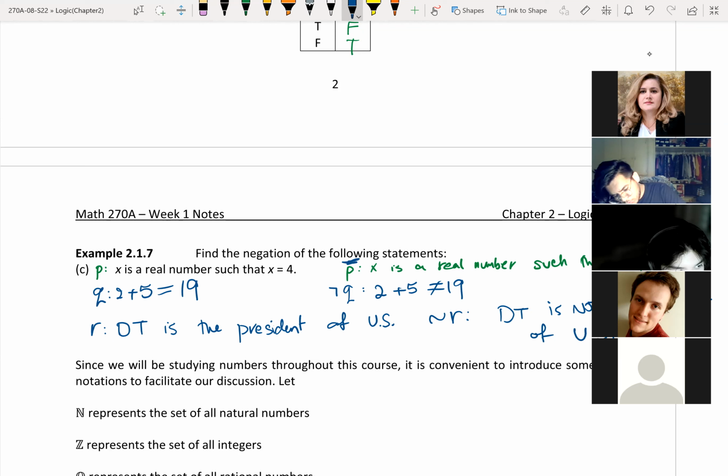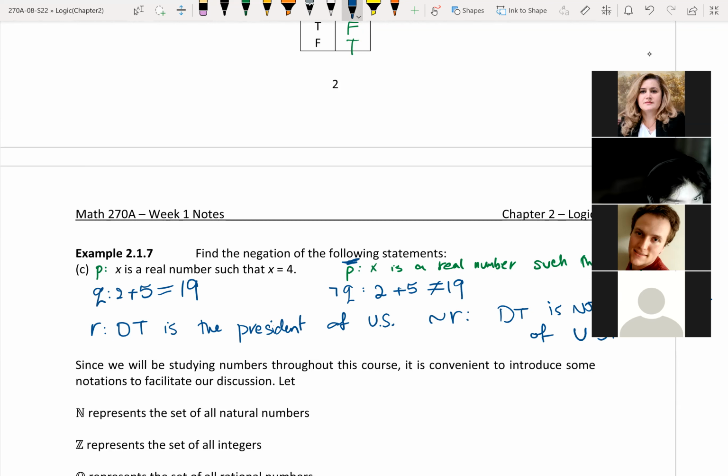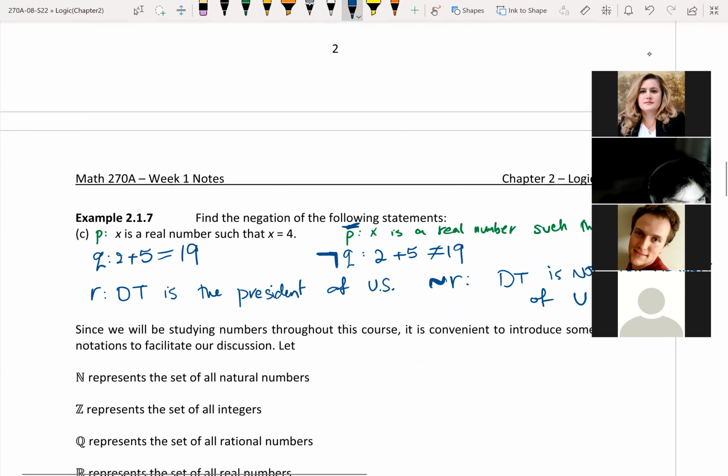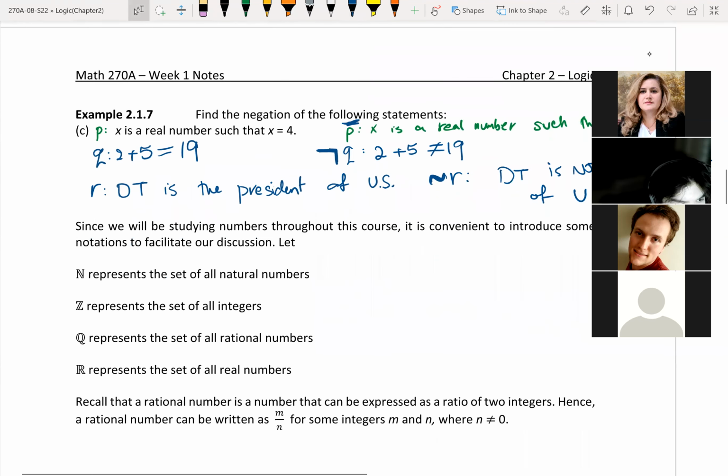Make sense? Any comment? I have a question. In Q, where it says 2 plus 5 doesn't equal 19, is that supposed to be a squiggly, like the R? Or is that something different? This one, right? Yes. Okay, thank you, I just wanted to make sure. Yeah, there are 3 different notations for this one. They are all the same. You can use either one you like, but you will see all of these notations in your book.